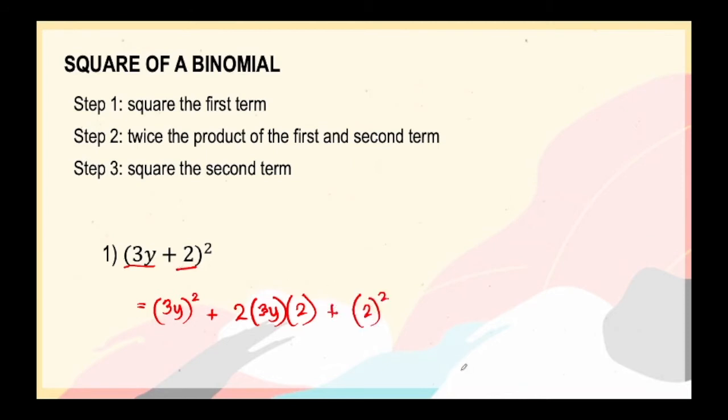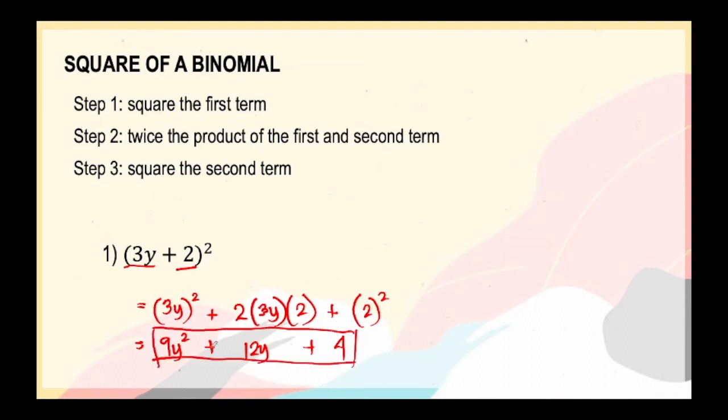Now let us simplify the given expression. The square of 3y would give us 9y squared plus the product of twice the first and the second term would give us 2 times 3y is 6y times 2 is positive 12y. And lastly, the square of the second term would give us positive 4. And this is now the final answer.